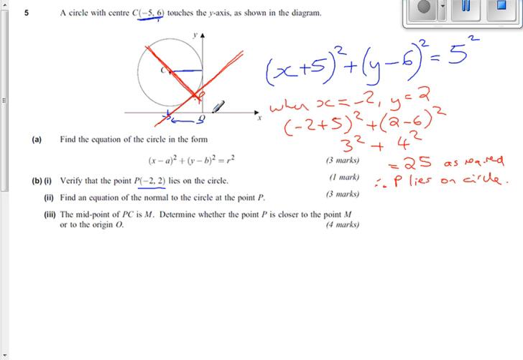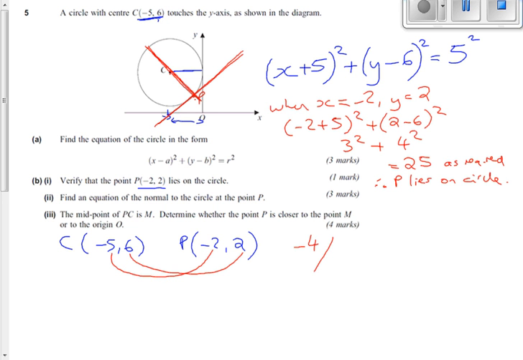Let's have a look. C was minus 6, 5. P is minus 2, 2. Let's find out its gradient. The gradient is the change in y, which is down 4, divided by the change in x, which is up 3. So there we go. Our gradient is minus 4 over 3.